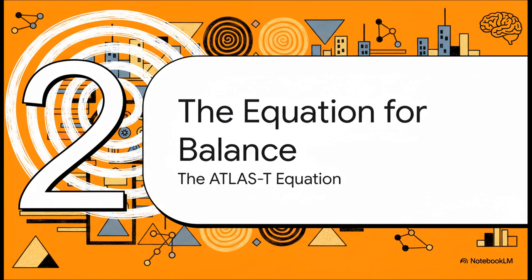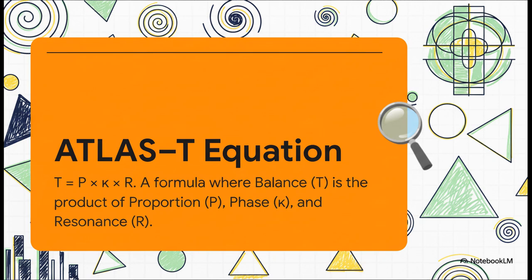Okay, so we have this beautiful visual language. But is that all it is? Just pretty shapes? Not according to this theory. This is where it gets really wild, because it actually tries to turn these geometric ideas into a testable mathematical formula. And this is it, the Atlas T equation. This is the absolute heart of the entire framework. It says that true balance, which is T, isn't just one thing. It's the product of 3 crucial variables working together: proportion, which is the geometric design; phase, which is all about rhythm and timing; and resonance, which is the sustained, coherent energy of the whole system.